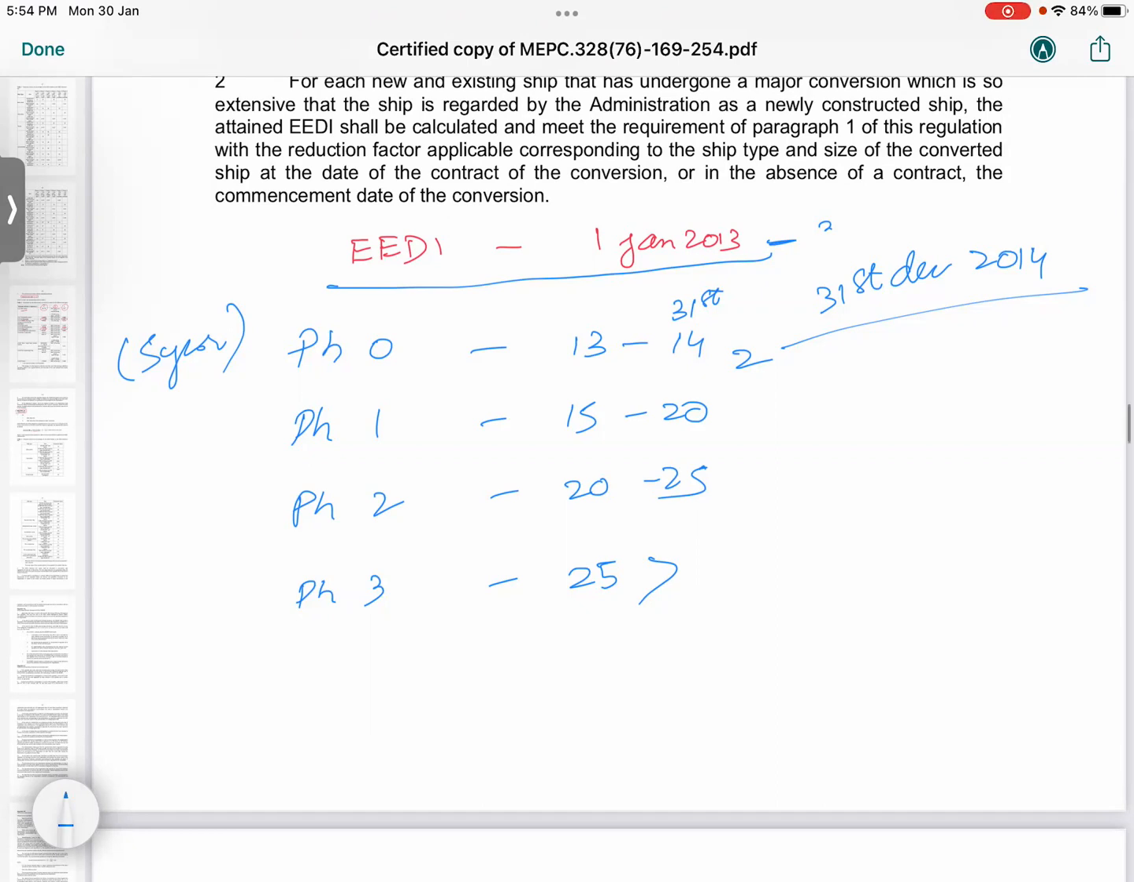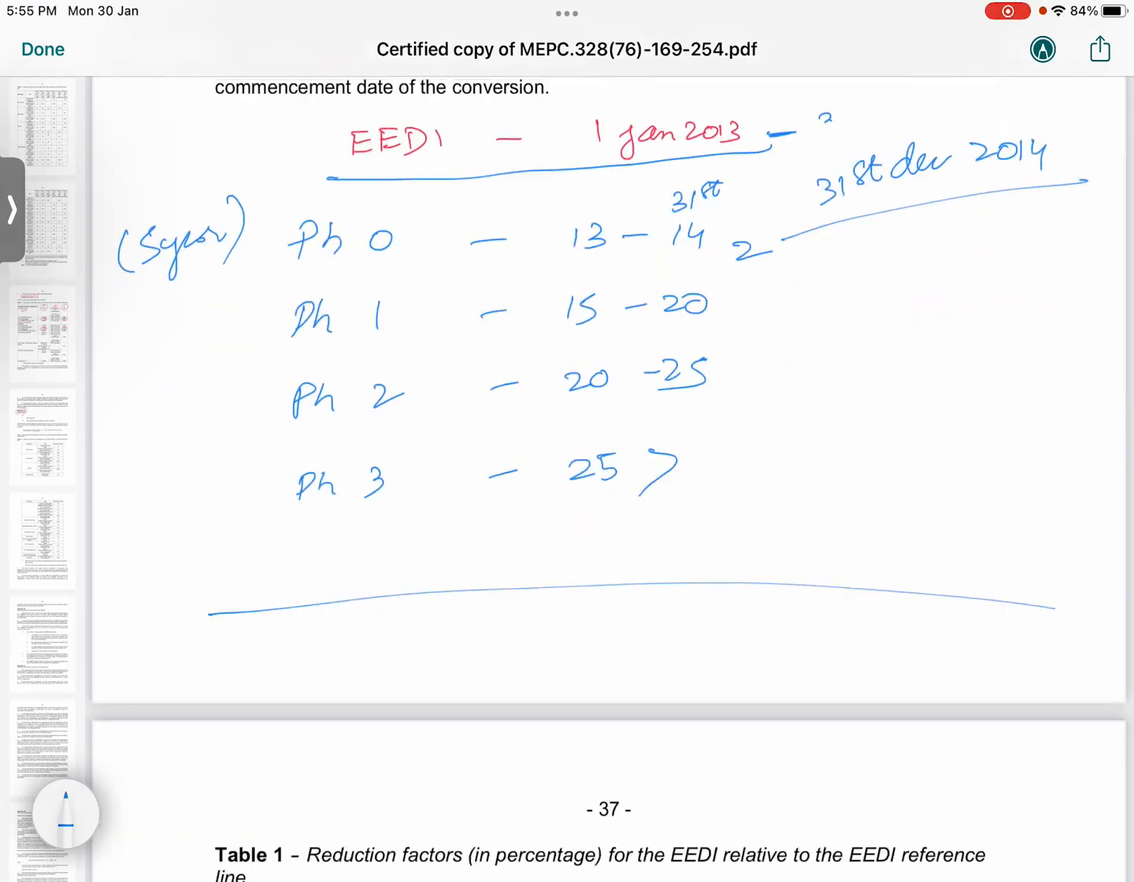Do you understand what I'm trying to tell you? See, this is the timeline. Let's say this is 2013. If you see these dates, the last date is always 31st December: 2019, then 31st December 2024. Actually, they have taken 5 years, almost 5 years. I'll show you the exact date.